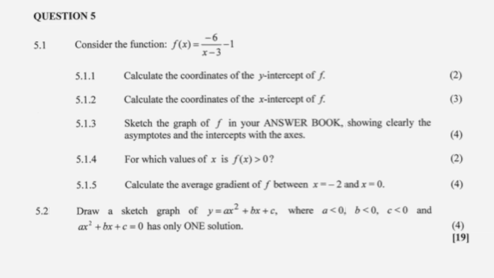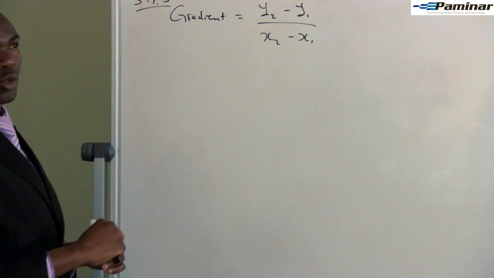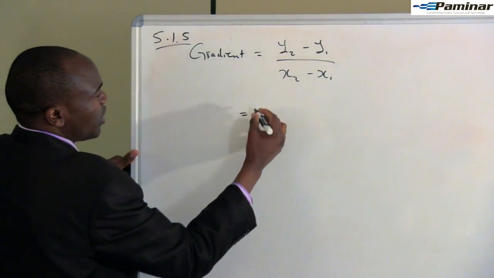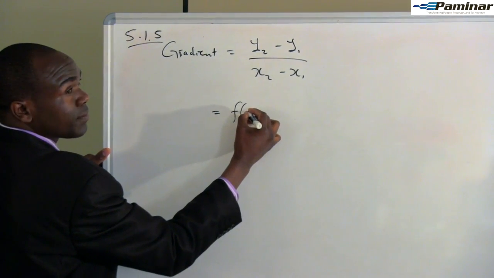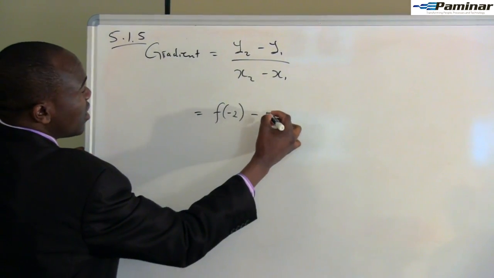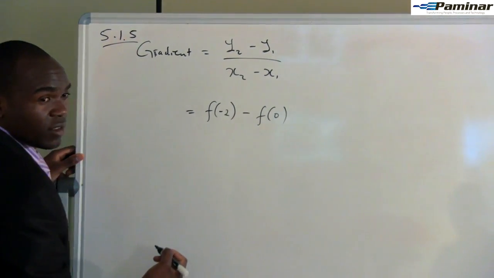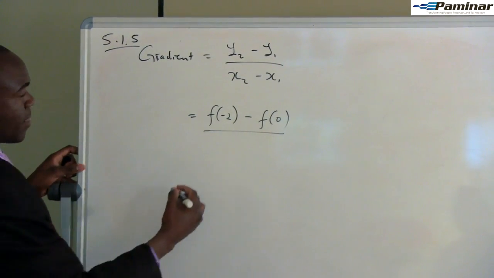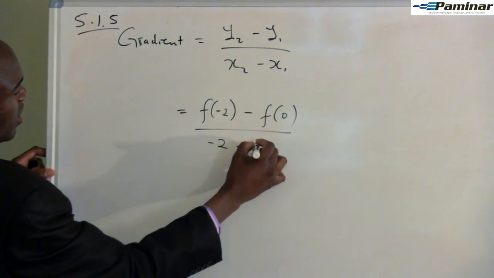Now, here we are given two values of x, -2 and 0. So we also need to find the y values, or the f of x values, on that domain of -2 and 0. So we're going to say gradient equals f of -2 minus f of 0, all over, what is the x value? -2 minus 0.